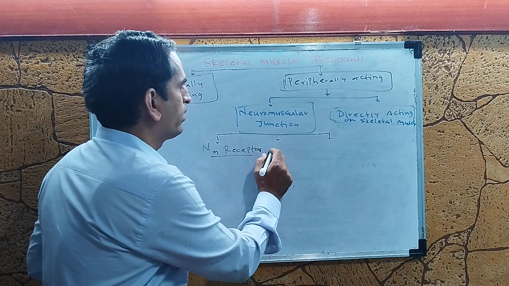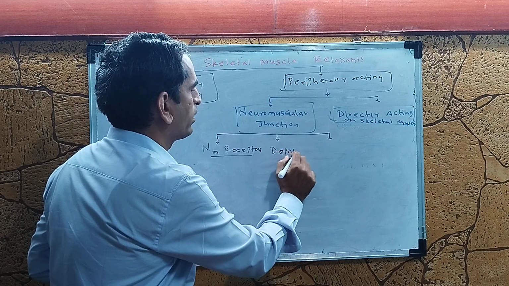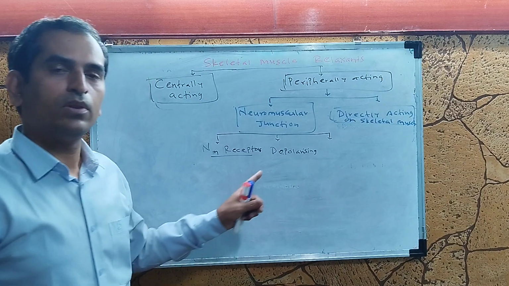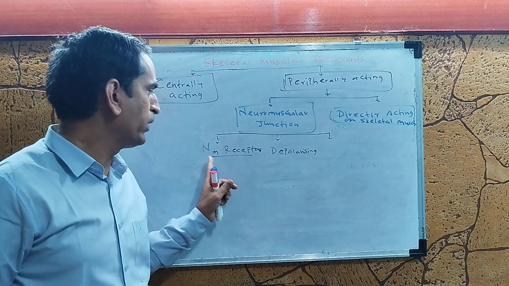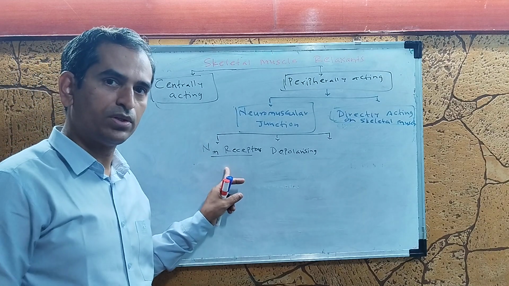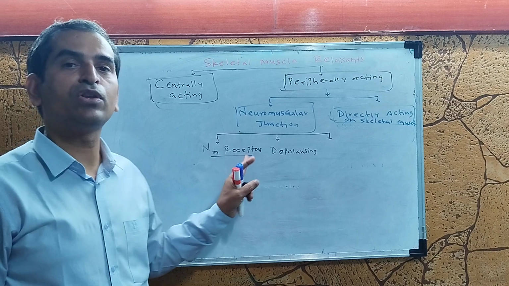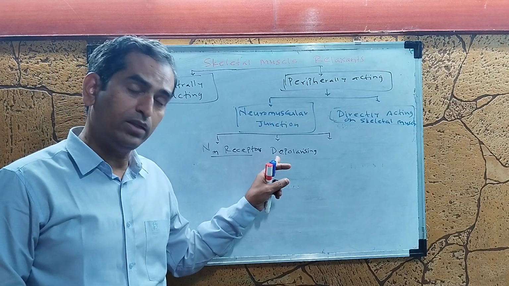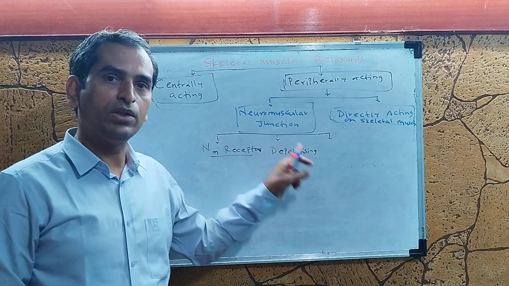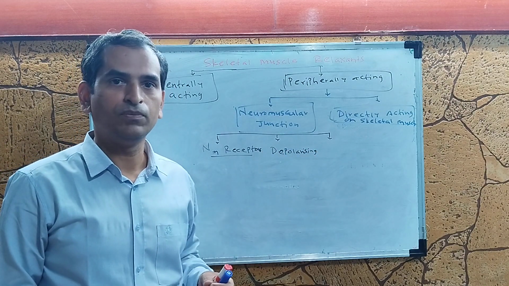The second type of drugs in this category are called the depolarizing drugs. Now we'll speak about the difference between the drugs which act at the neuromuscular junction because they block the receptor and block the action of acetylcholine, whereas these drugs cause depolarization and that results in the relaxation of muscle.